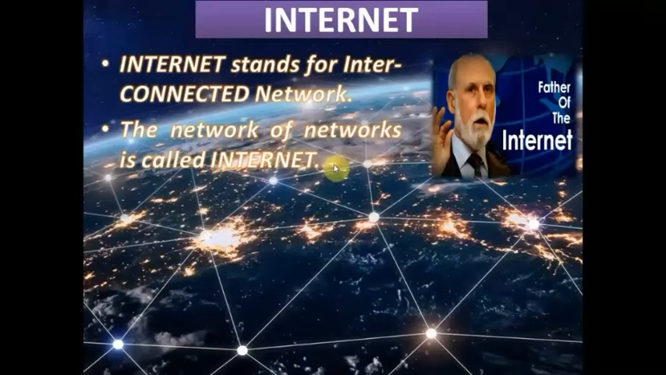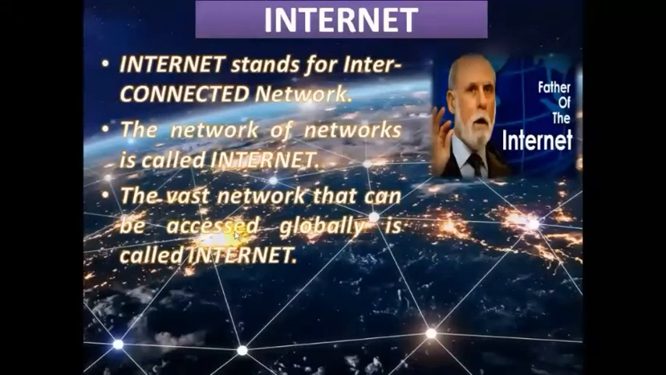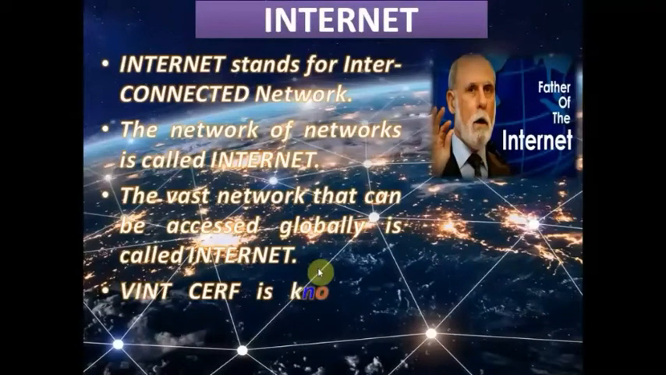In simple words, the internet is a vast network, not a single network. The internet consists of billions of networks. So in simple words we can say the internet is a network of networks. The vast network that can be accessed globally, from any part of the world at any period of time, is called the internet.